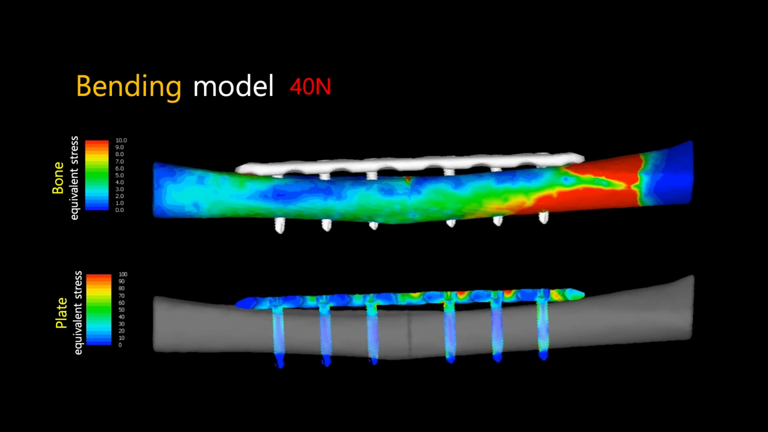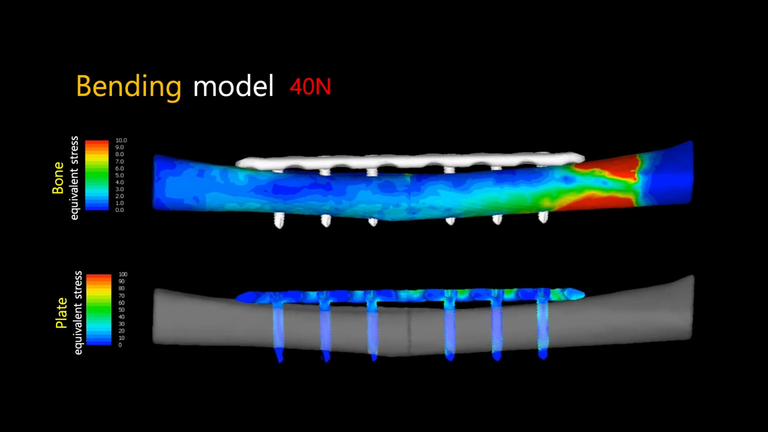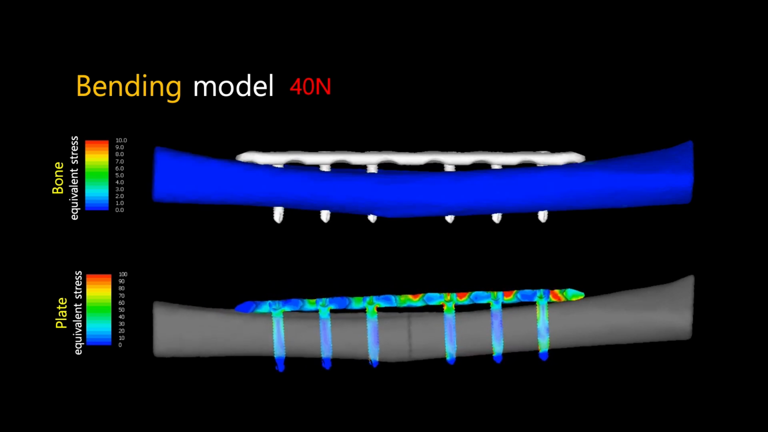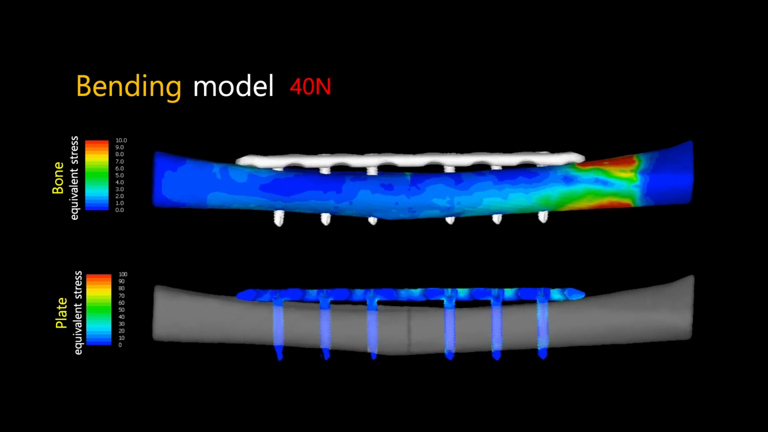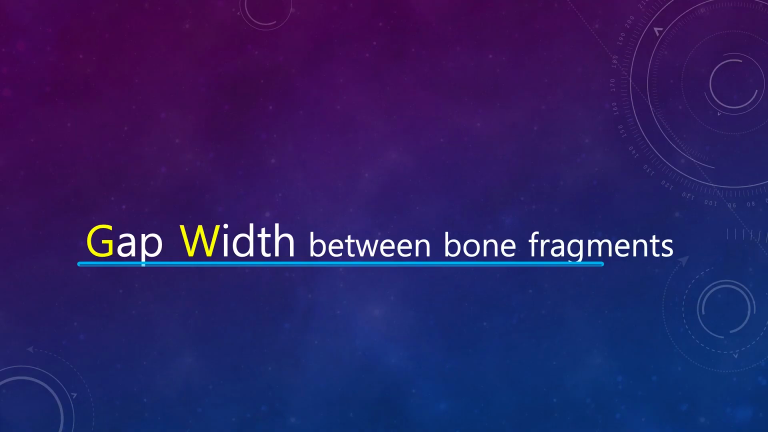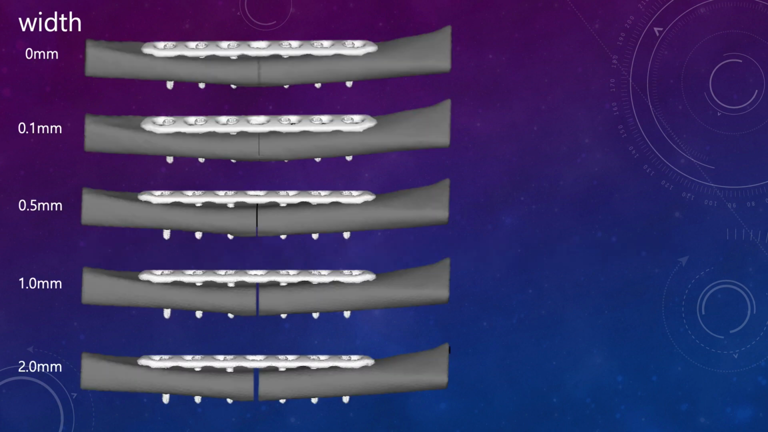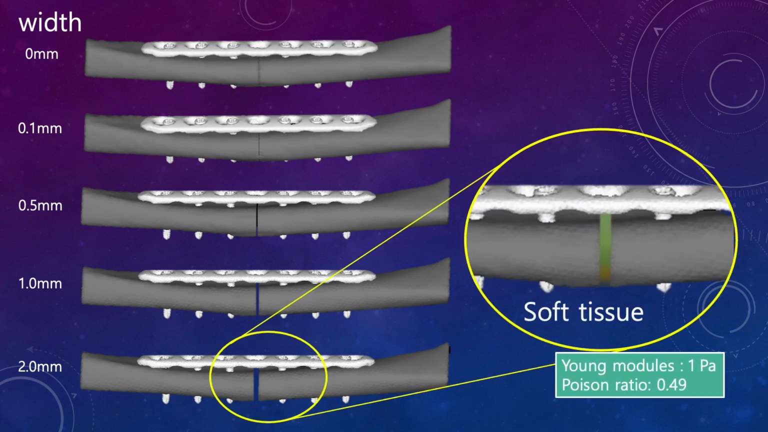Here is a contour map of the equivalent stress in the bone and plate. Using this model as a basis, we have examined various models. First, I would like to discuss the width between the bone fragments. 4 different models were created with widths between bone fragments ranging from 0.1 mm to 2 mm. Soft tissue was placed between the bone fragments to simulate the granulation of the hematoma and the initial healing process.